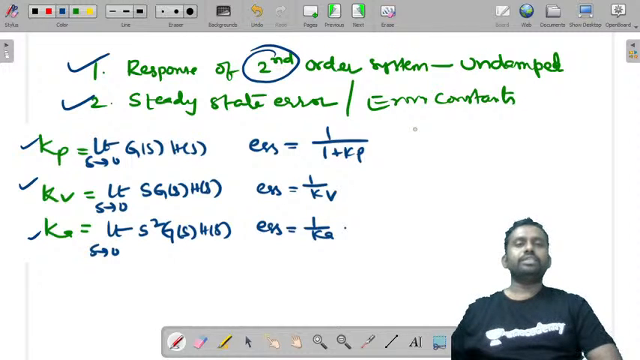Control systems is one of the interesting subjects, and you can easily score good marks in your semester.